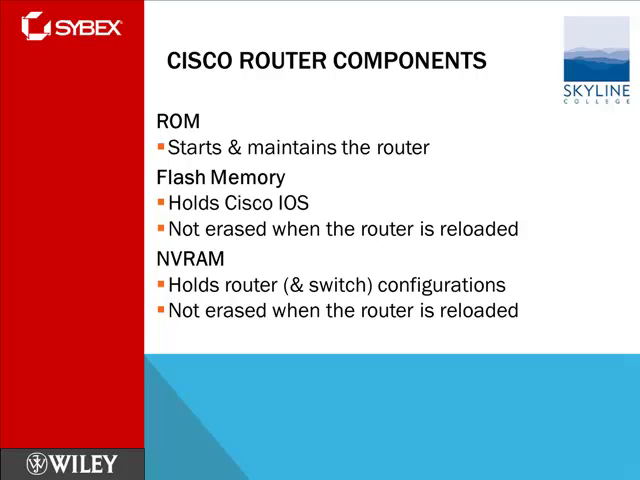NVRAM, non-volatile, holds the router and the switch configurations, not erased when the router is reloaded. You can erase this thing, erase startup config will erase it. It doesn't stop what's going on in the router at the time because all of the running information, all the information that the router is using is stored in memory. Unlike DOS, if you go back to an old DOS 3.1.2 system, you can delete DOS.